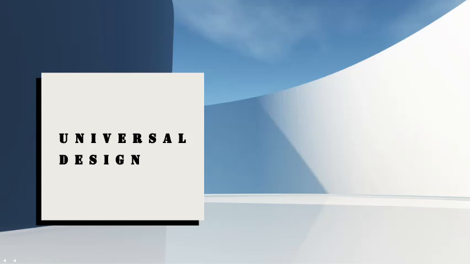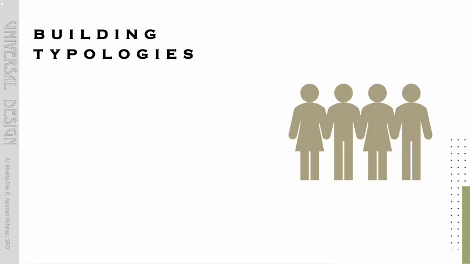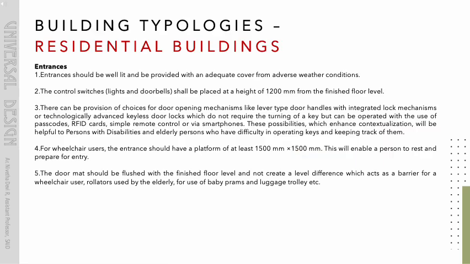Universal Design. Chapter 3. Building Typologies. Residential buildings. Entrances. Entrances should be well lit and be provided with an adequate cover from adverse weather conditions. The control switches, lights and doorbells shall be placed at a height of 1200 mm from the finished floor level.